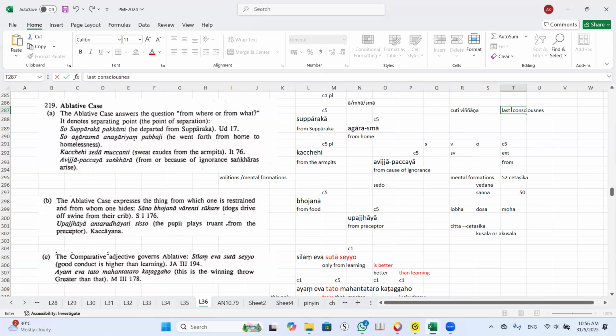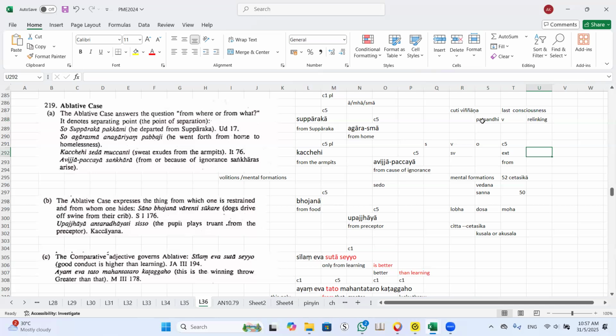Bhavanga is about life, continuous. This is the last Cuti Vijnana. After this one, there will be Patisandhi Vijnana. That means this is the relinking consciousness, from human life to the next rebirth. Relinking, rebirth, relinking consciousness.